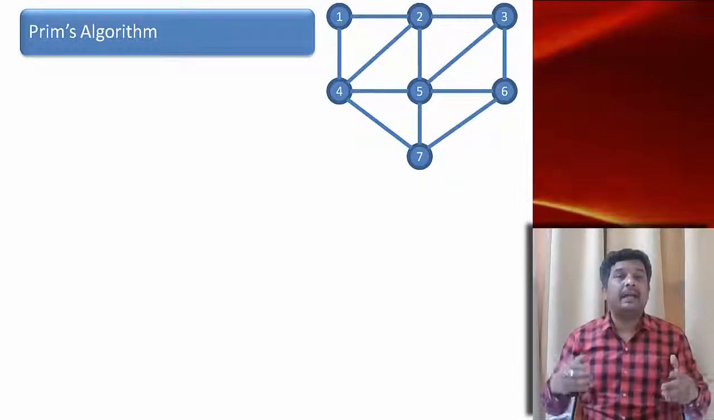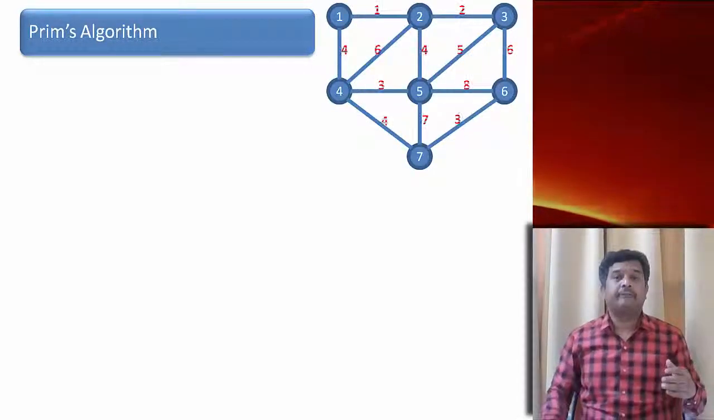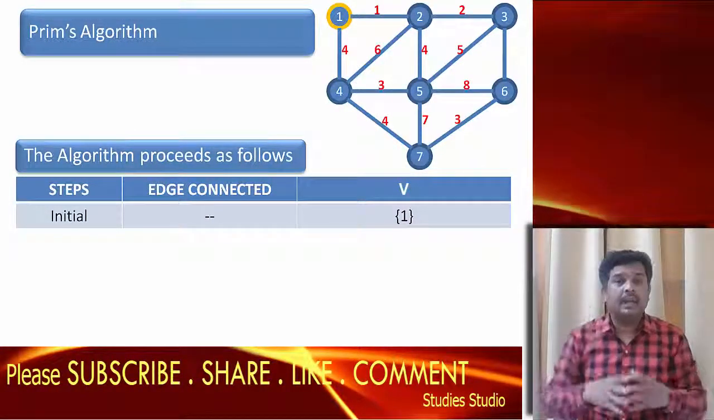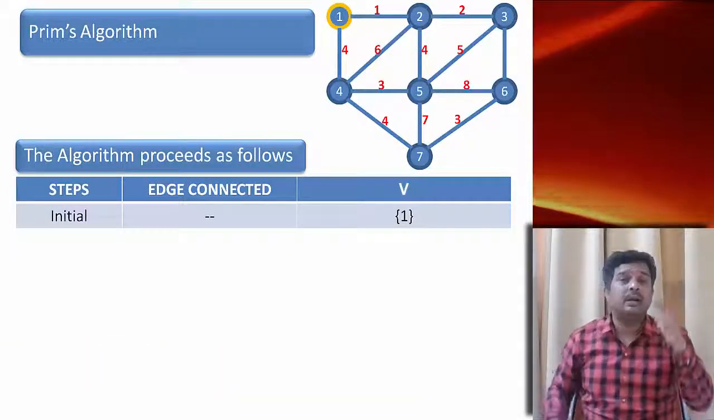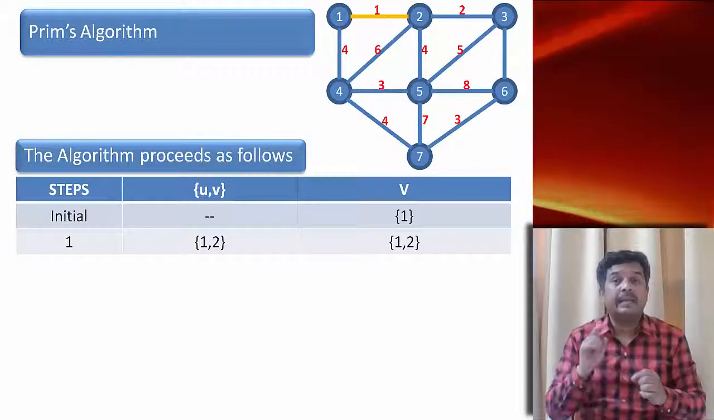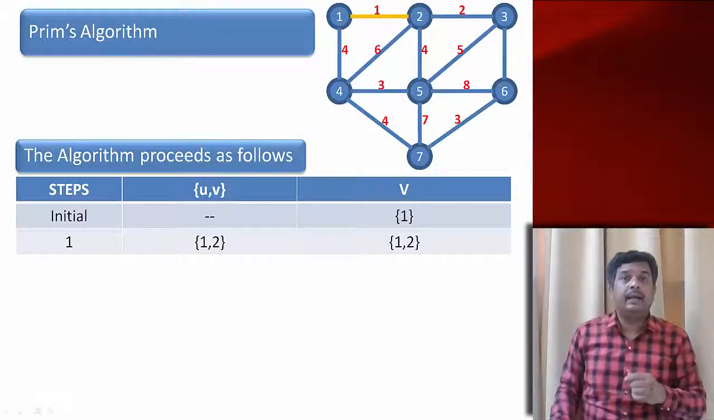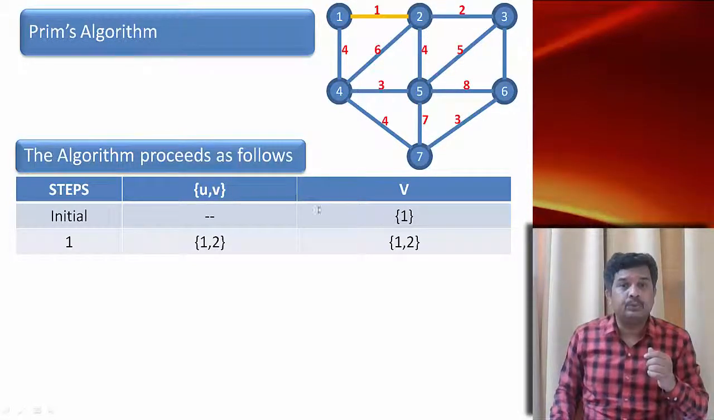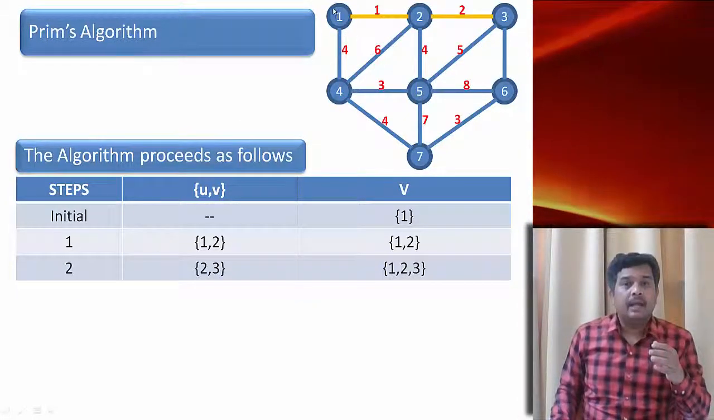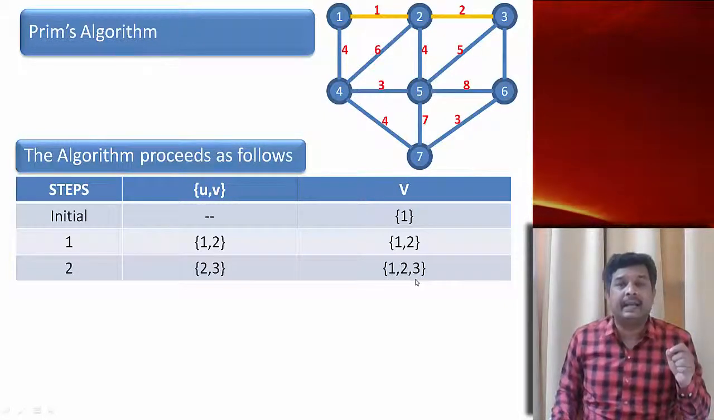So let us try to apply Prim's algorithm to this particular graph. Initially there is only one connected component, having vertex 1, and we start with 1. In the first step, the smallest value associated with 1 is the edge having value 1, between vertices 1 and 2. So the edge 1, 2 is included. In the second step, along with 1 and 2, the next smallest edge is 2, between 2 and 3. So 2 and 3 are included, and the set of vertices is 1, 2 and 3.